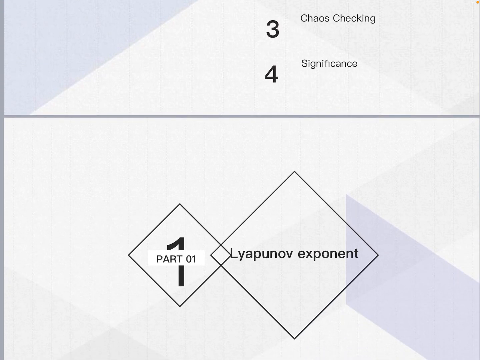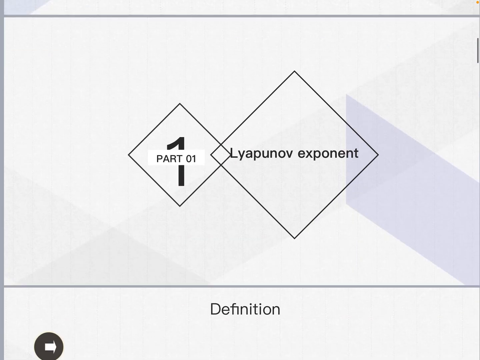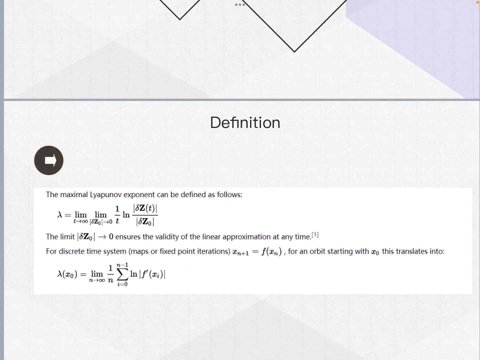Now welcome to the first part, where we will show you the definition of the Lyapunov exponent. In mathematics, the Lyapunov exponent of a dynamical system is a quantity that characterizes the rate of separation of infinitesimally close trajectories.